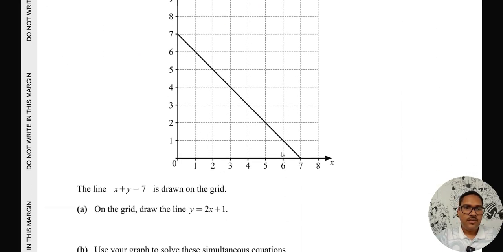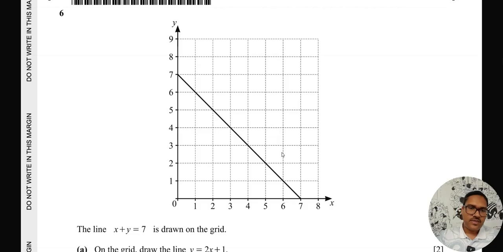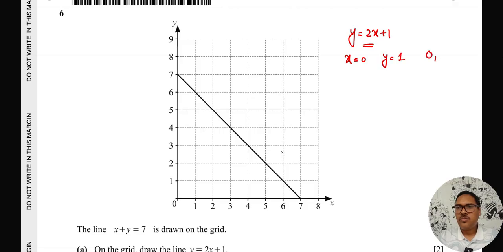Now the next question. The line x plus y is equal to 7 is drawn. You can see on the diagram. On the grid, draw the line y equal to 2x plus 1. To draw a straight line, we need 2 points. One, you can clearly see if I put x is equal to 0, y will be equal to 1. So that is 0 comma 1, which is the y intercept also.